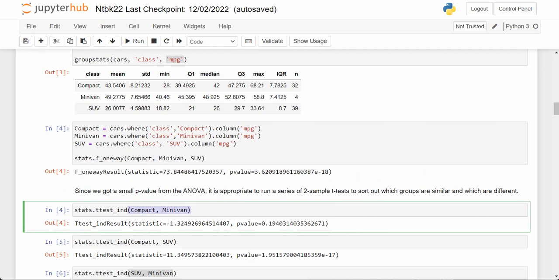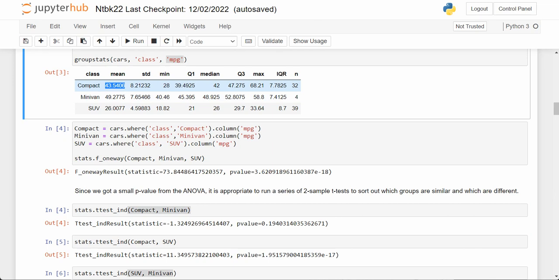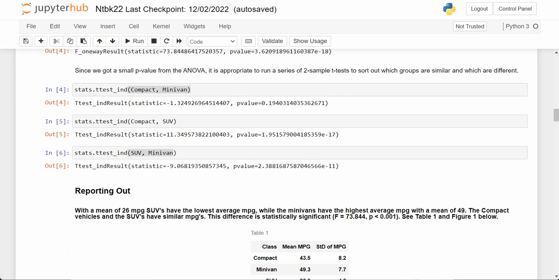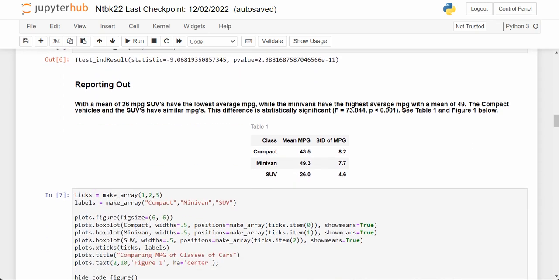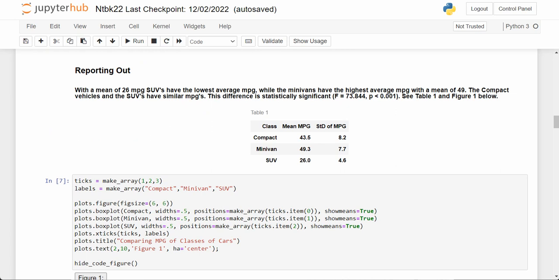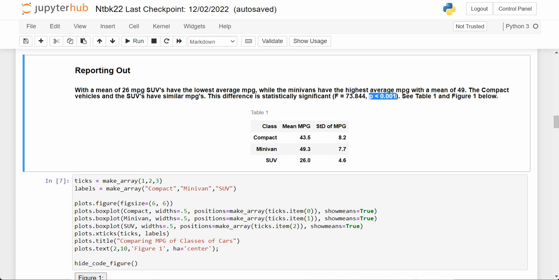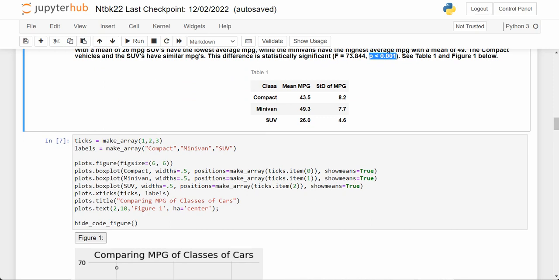And if you want to scroll back up, you can see the compact and the minivan were both in the 40s. Okay. And the SUV was down in the 20s. So we're finding a significant difference between the SUVs and the others. And when they report that out, again, our p-value is less than 0.05, and they're actually making the point that it's very small. P is less than 0.001. Therefore, the difference in the SUVs and the other two is statistically significant.